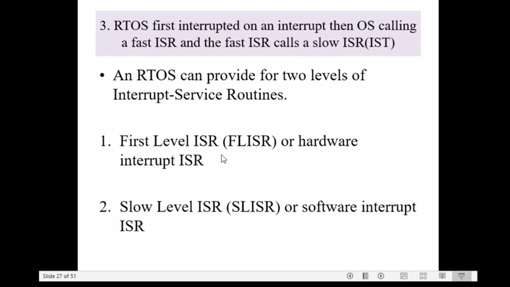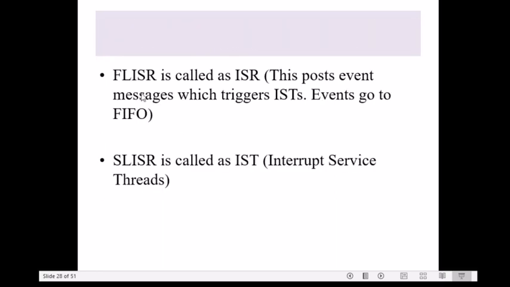That is, the first level ISR, which is also called FLISR or hardware interrupt ISR, and the second level, that is the slow level ISR or software interrupt ISR. In the Windows operating system, FLISR is also called ISR. It is just ISR. And SLISR is called IST or interrupt service threads. Now what is the difference between ISR and IST? ISR is the highest priority interrupt service routine, while IST is the lower priority interrupt service routine.